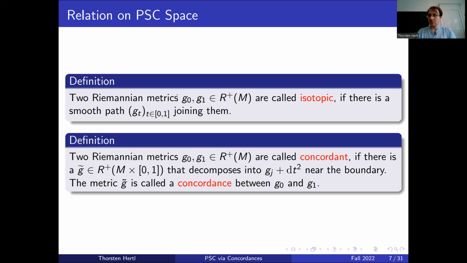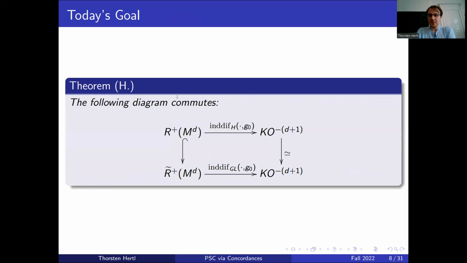And we call two Riemannian metrics concordant if there's a concordance between them. That is, a Riemannian metric on a cylinder that has product structure near the boundary. And near the boundary, you get the original metrics back. And the Riemannian metric on the cylinder that joins these two metrics is called a concordance. The reason why I introduced the concordance relation is that the index difference has two versions. One is due to Hitchin, the other one is due to Gromov and Lawson. And the Gromov-Lawson index difference is invariant under concordance.